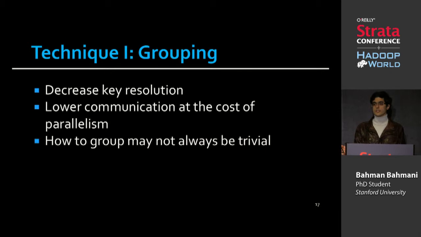The second lesson is this technique that we just saw, the grouping. What it does is that it decreases the resolution of the key. It sends more data to each reducer. And as a result, it trades off communication with computation. So it lowers the amount of communication at the cost of parallelism.